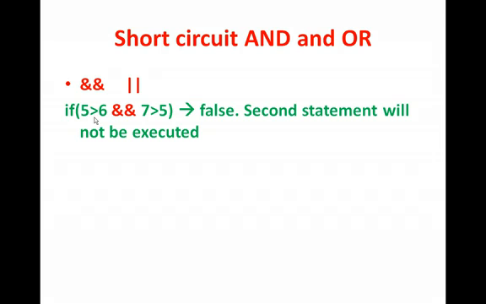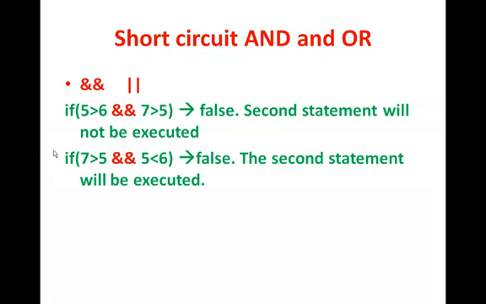When the first statement itself is false, the short circuit AND will not check the second statement, because anyway the total condition is going to be false. So using short circuit AND will reduce the execution of more conditional statements. If the condition fails at the initial level itself, then short circuit AND will not take the responsibility of going for the second statement.